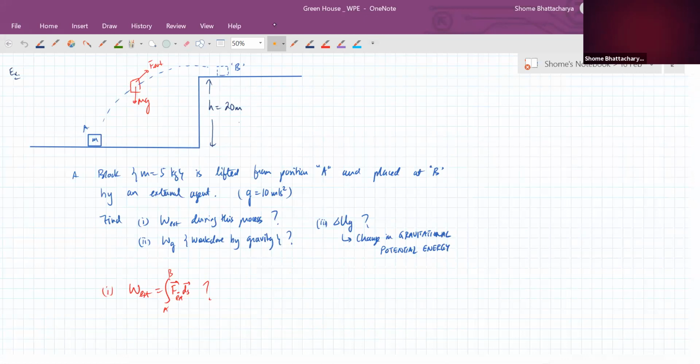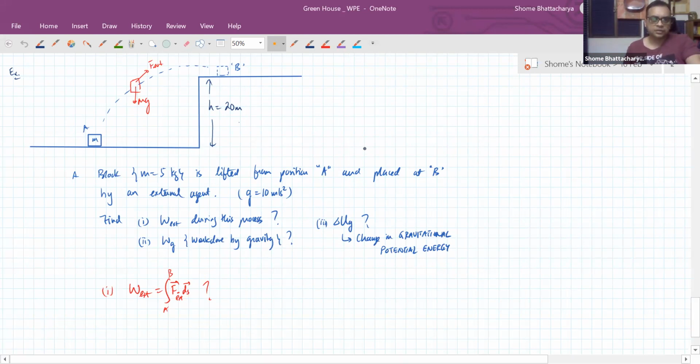Yeah, so the problem in this question is that we don't know the external force and we don't know the path. Yes, Tej. Are you able to understand the question? But then we don't know the acceleration also, no?